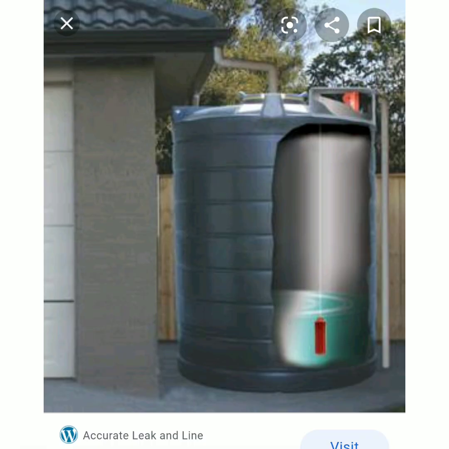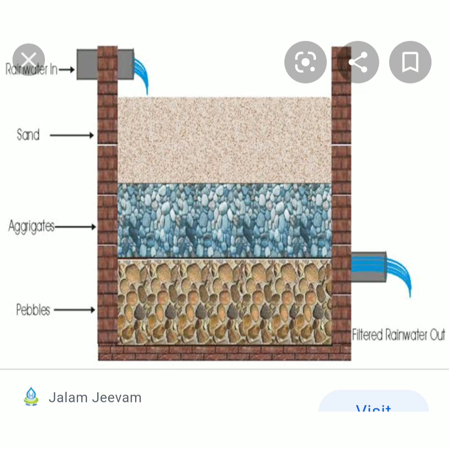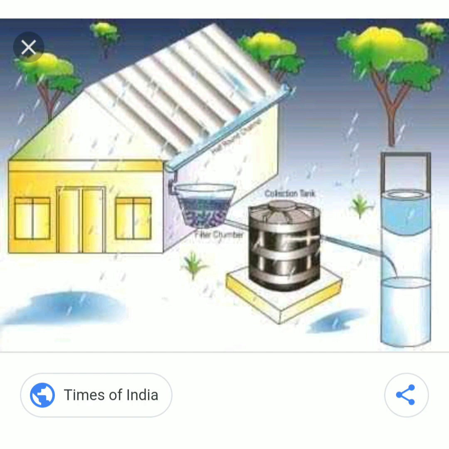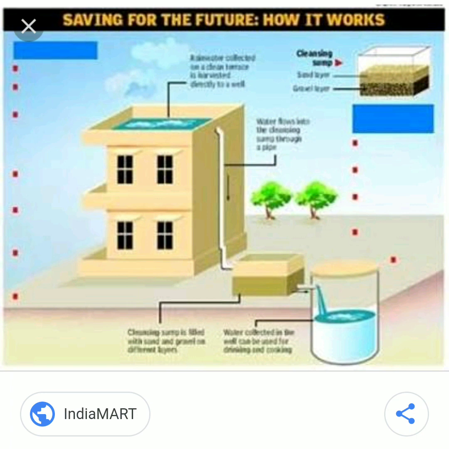The next and fifth one is rainwater storage tanks. Rainwater collected on our terrace can be carried through pipes and stored in a tank. This water after purification can be used even for drinking purposes. Next one is well recharging. The collected rainwater after filtration can be directly pumped into the well, thus the water level in the wells can be raised.